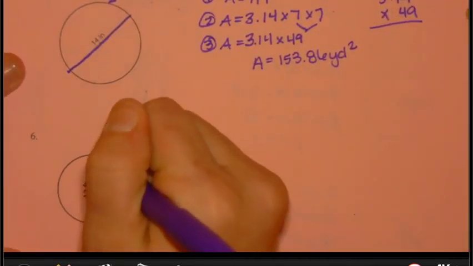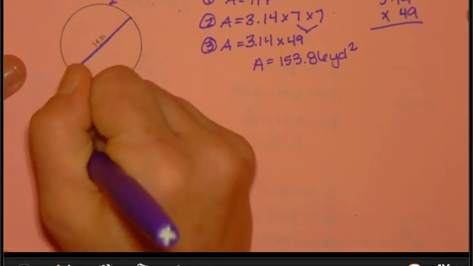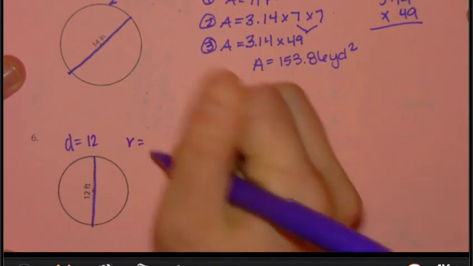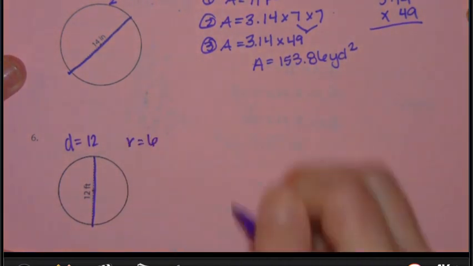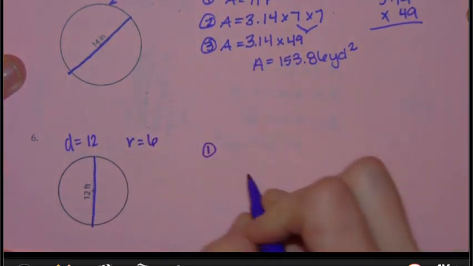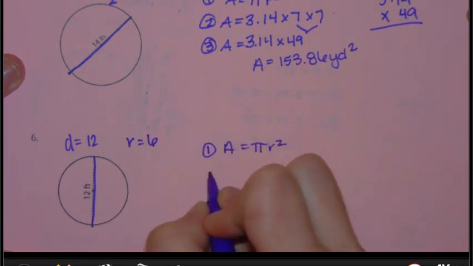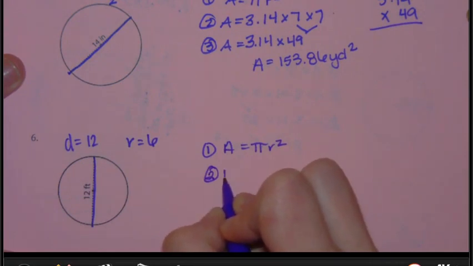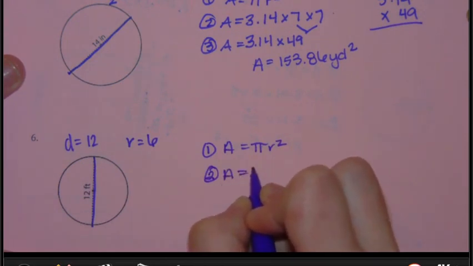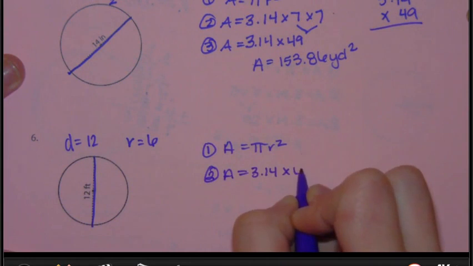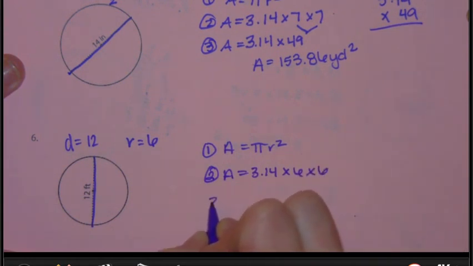All right, number 6. I'm given the diameter of 12. So diameter equals 12, which 12 divided by 2 is equal to 6, and that is my radius. All right, so step 1, A is equal to pi r squared. Step 2, plug in. A is equal to 3.14 times 6 times 6.